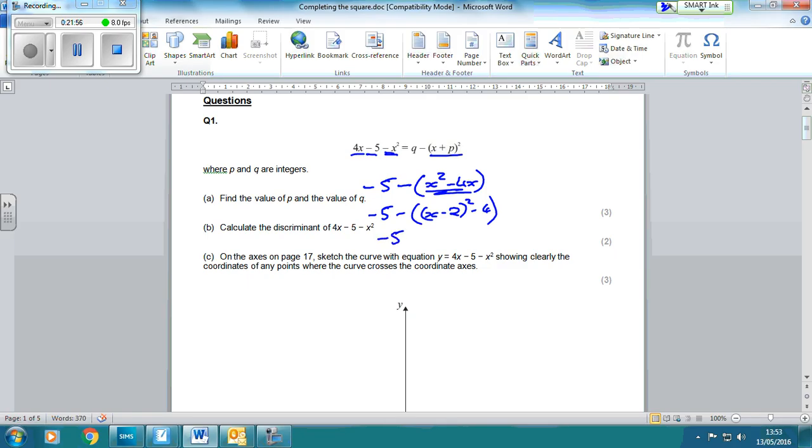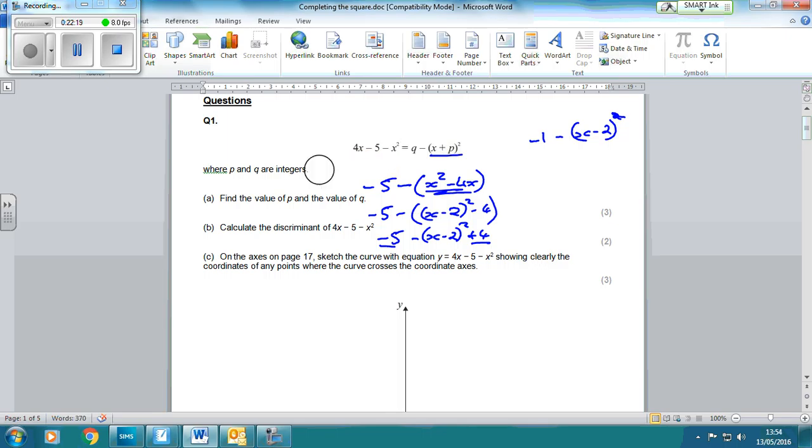So then, if we then multiply the brackets, minus times this bracket is going to be minus (x minus 2) squared. Minus times minus 4 is going to be plus 4. Then we've got to simplify it. So minus 5 plus 4 is going to be minus 1. So it's going to be minus 1 minus (x minus 2) squared.